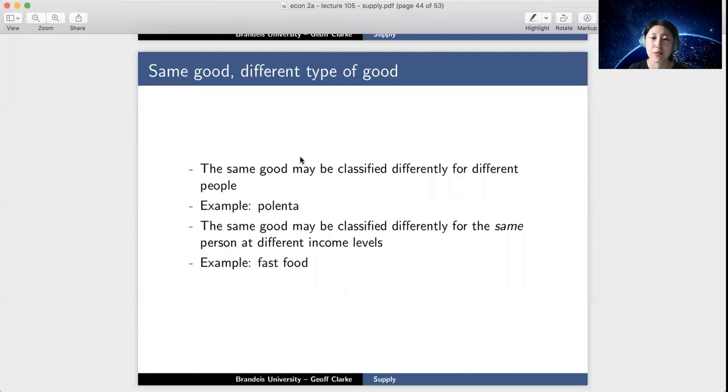Take me for an example. When I was an undergrad, my parents would transfer money on a monthly basis, and at that time I really liked fast food. And if I got a little bit more money, I would buy more fast food.